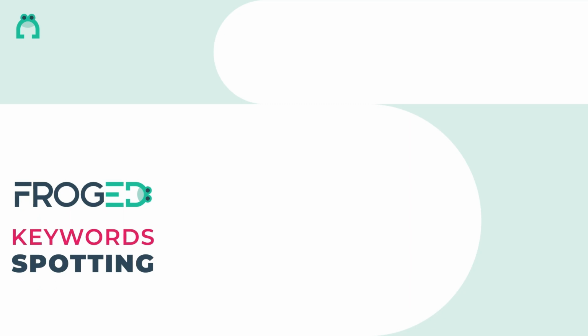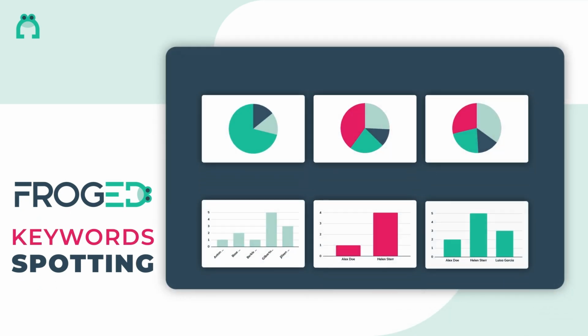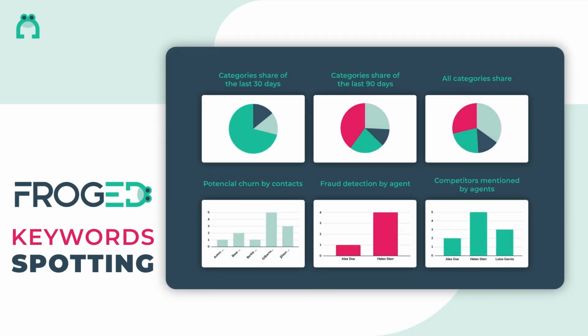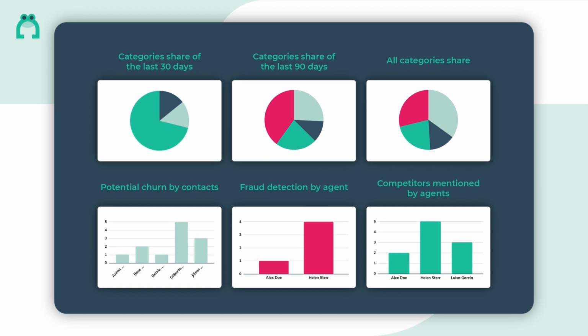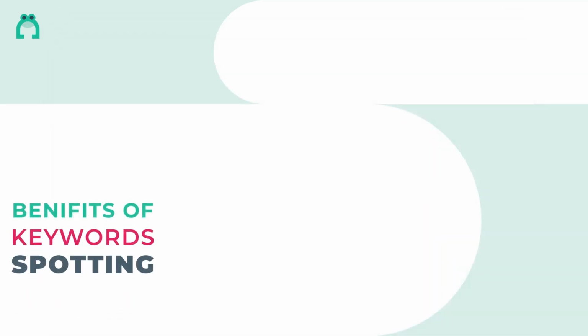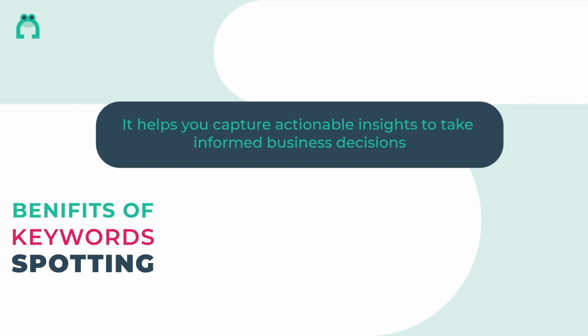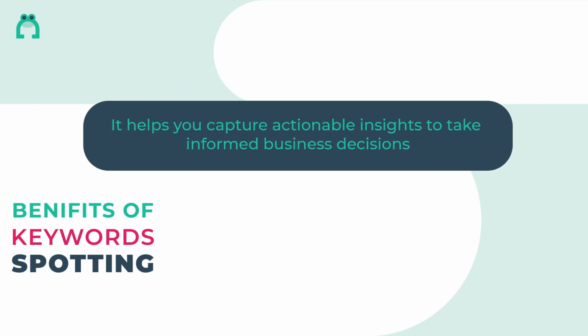Finally, use the dashboard sheet to visually monitor the live chat performance of your team. Here, you can easily check which categories were mentioned most, competitors for example, but also determine any churn risk or potential fraud. There are plenty of benefits to using our keyword spotting feature, but the most important one is that it helps you capture actionable insights to take informed business decisions.